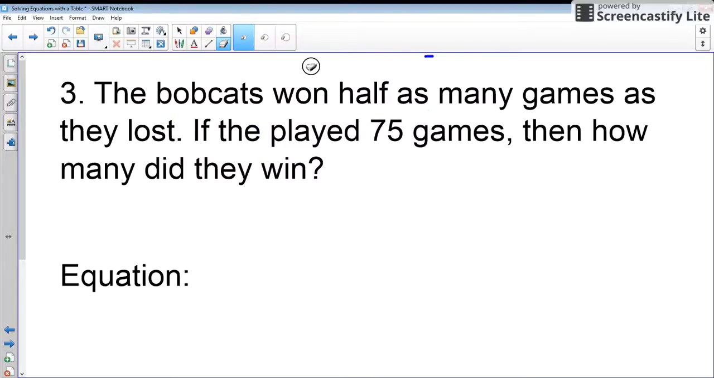Hey, ladies and gentlemen, take two on this one. This is similar problem number three. This one's not too bad.